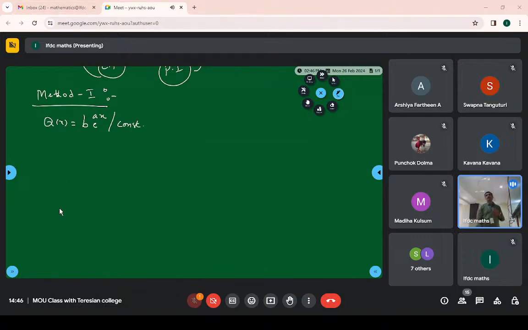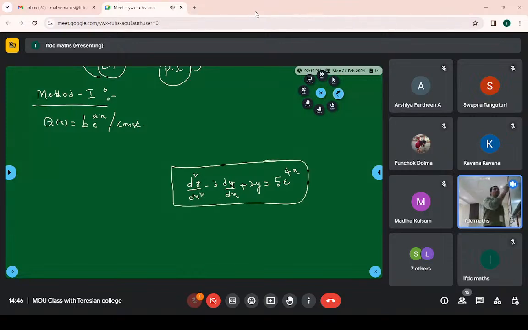On the right hand side of the equation, for example, I will give one equation for you. d square y by dx square minus 3 dy by dx plus 2y is equal to 5 e power 4x. If you look into this example problem, first you need to convert into operator form. It is not in operator form. What do you mean by operator form?